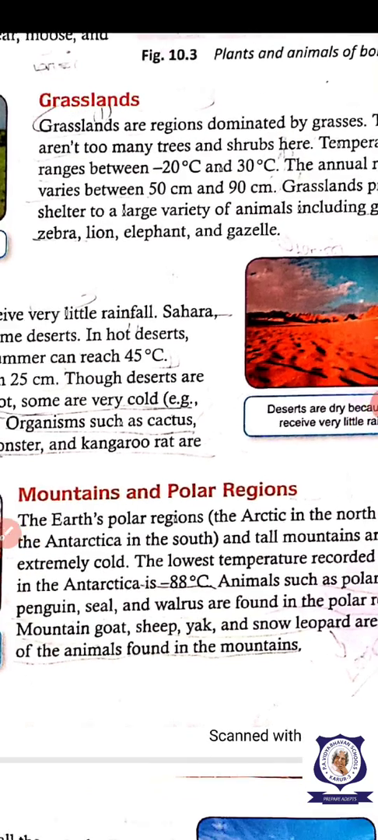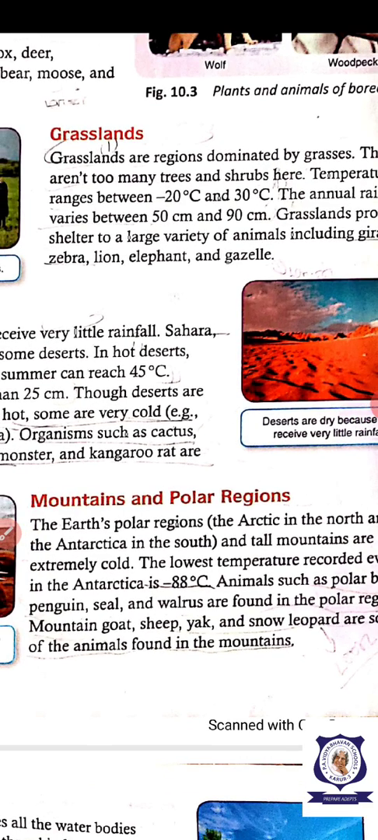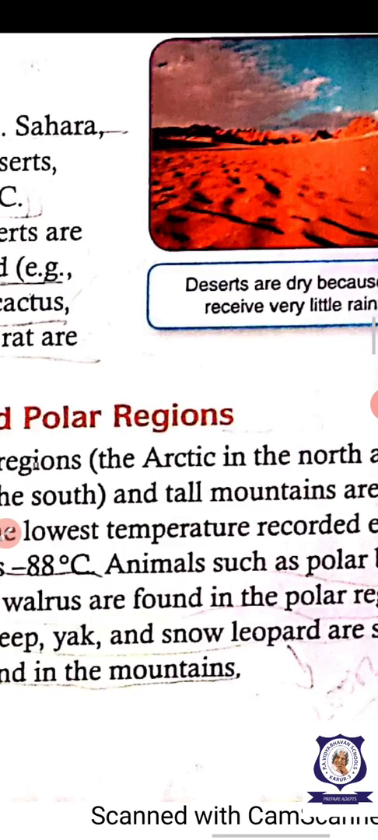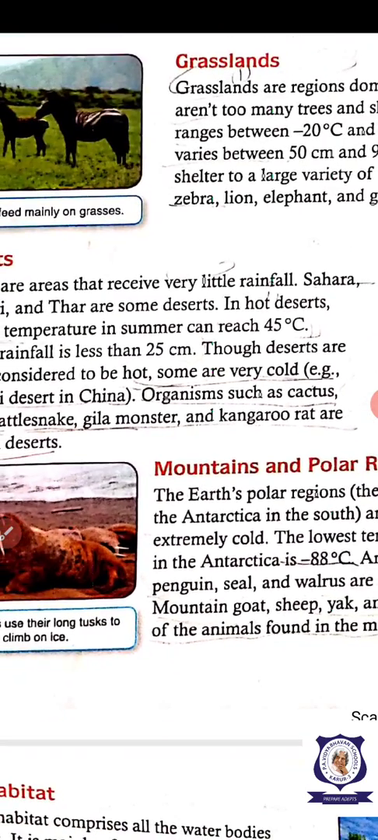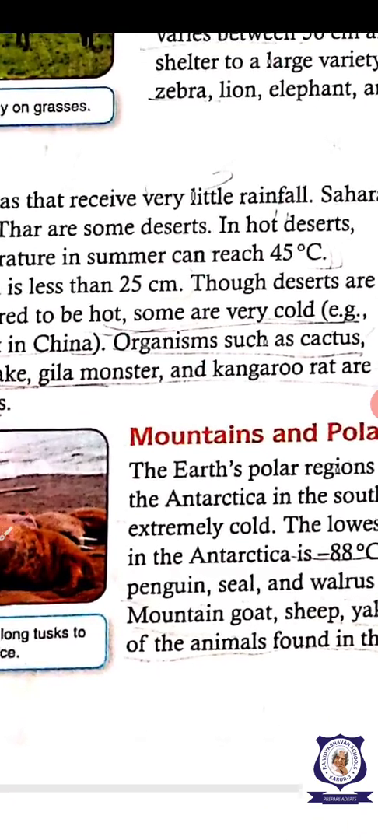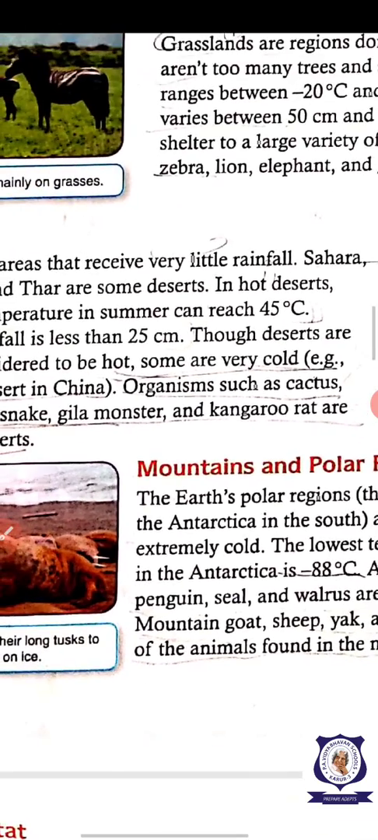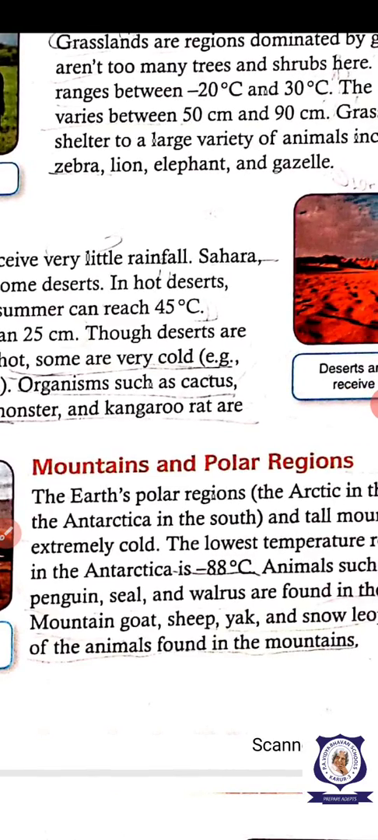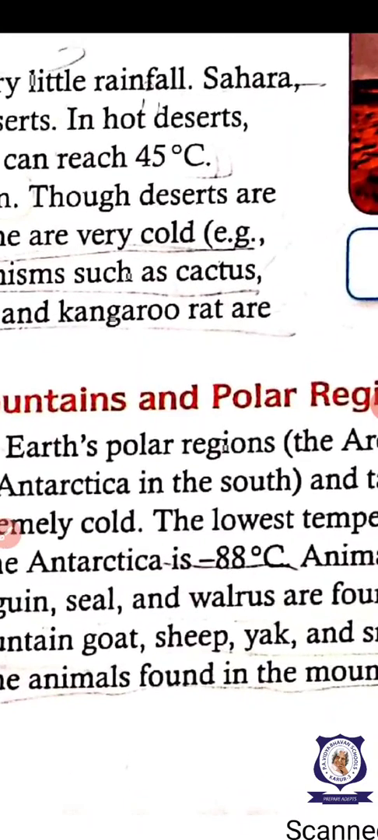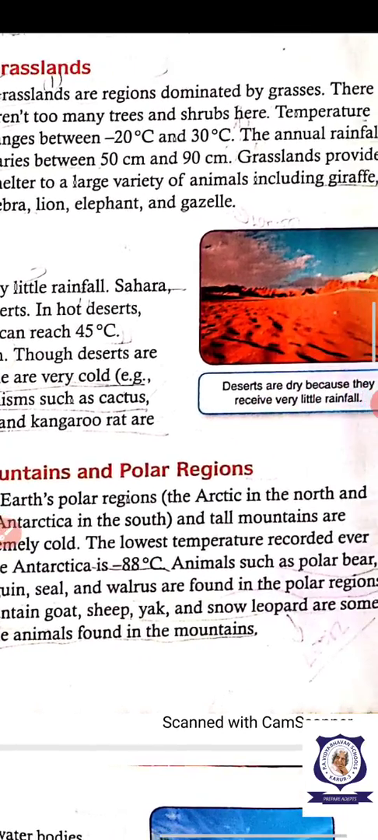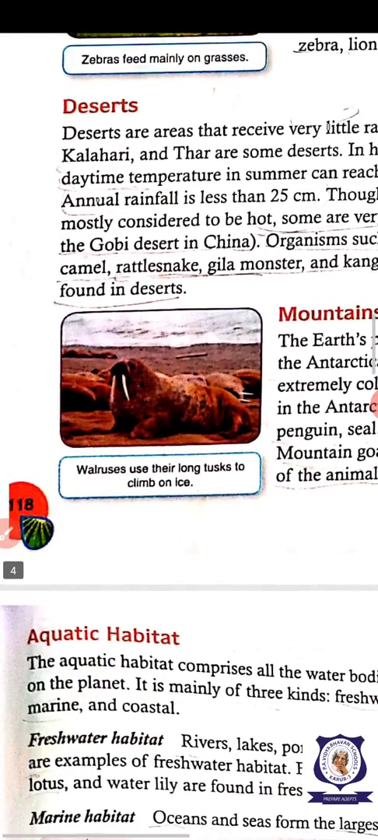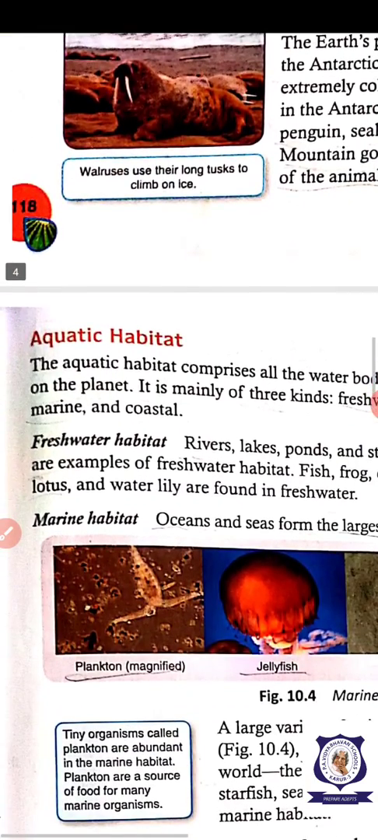The trees and all are very much reduced in the polar regions, isn't it? The animals and all, polar bear, mountain goat, sheep, yak, snow leopard are found in the polar region, and also penguin. Penguin is an important animal which lives in the polar region, and seal, walrus, okay, goat, sheep, yak, polar bear, isn't it? These are all there in the mountains and polar regions.